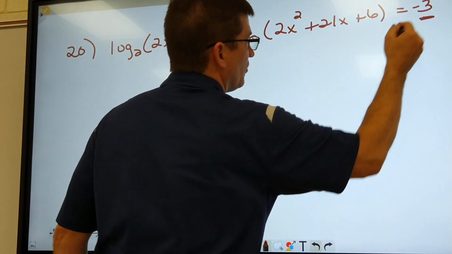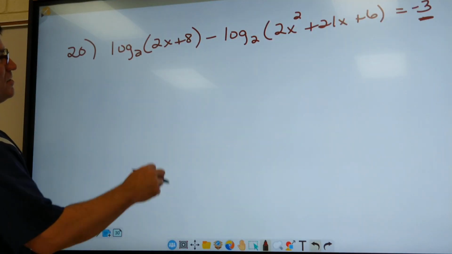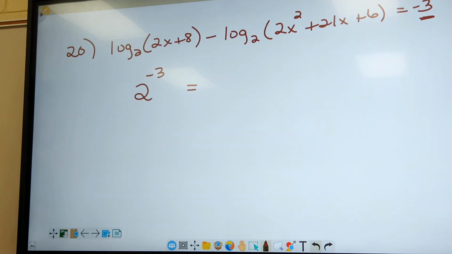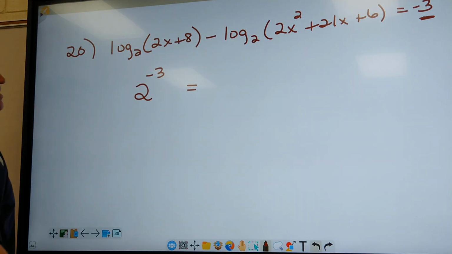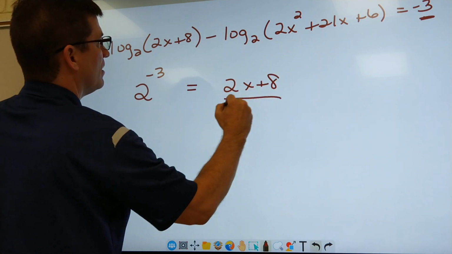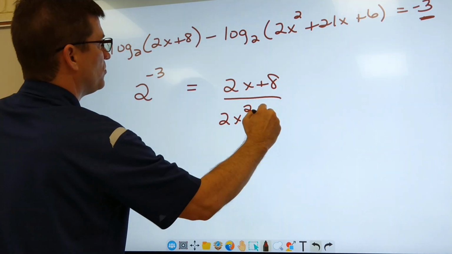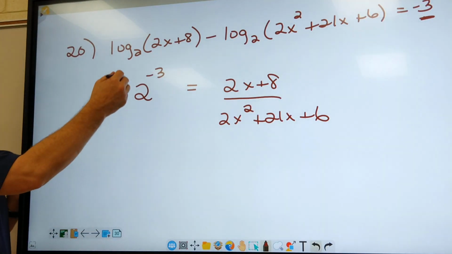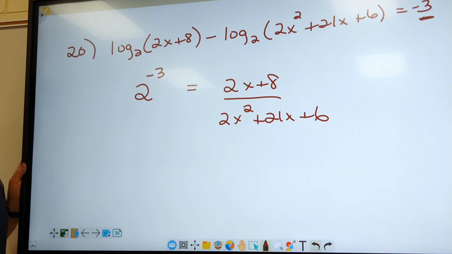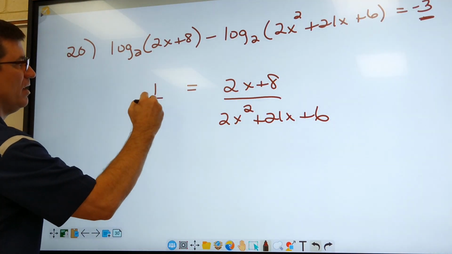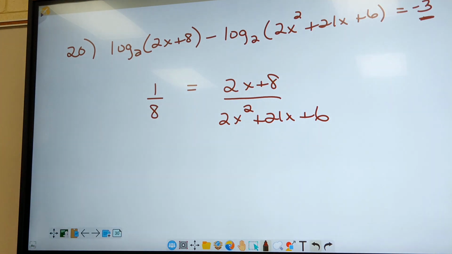All right, so you guys get an answer on that, and if you understand that, because it's not a log for the negative 3. So what we have to do is 2 to the negative third power equals, since these two have a minus in between them, I divide them. 2x plus 8 over 2x squared plus 21x plus 6. All right, somebody please use your calculator. What is 2 to the negative third? 1 over 8. So I'm going to erase this and put 1 over 8. All right, from here, cross multiply. It should work out.